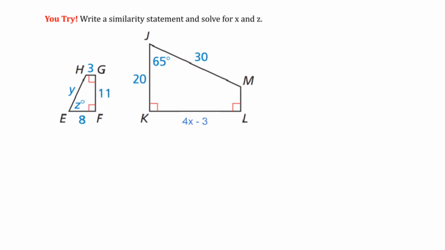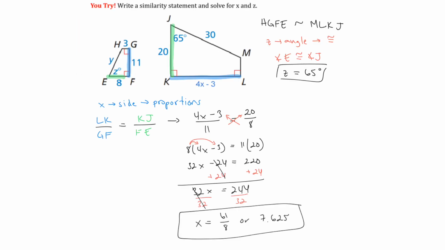Go ahead and pause the video here and see if you can try this problem on your own. Alrighty, go ahead and double check over your answers. The two things to note, of course, are to make sure that you knew which variable represented what part of the polygon. So z represents an angle, and angles are congruent. This actually was just one step. Once you substitute in, you know exactly how much z is. X, though, represents a side, and sides are proportional.